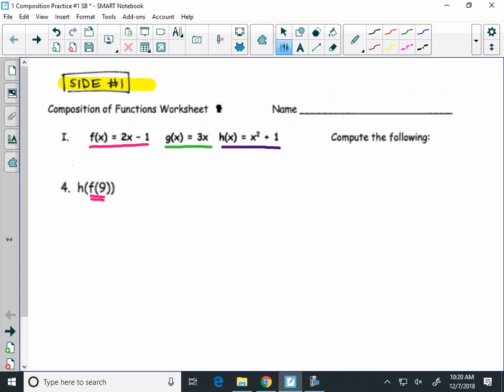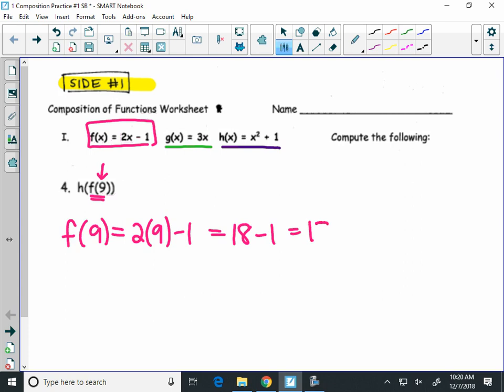When I have an input of a number, that means my answer is going to be a number. So I'm going to start by calculating the value for f of 9. So we're going to use the function of f right here. We'll have 2 times 9 minus 1. Well, 2 times 9 is 18. 18 minus 1 is 17. So that is the value for f of 9.